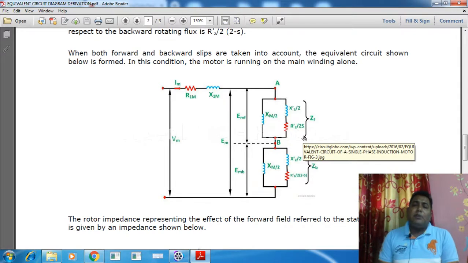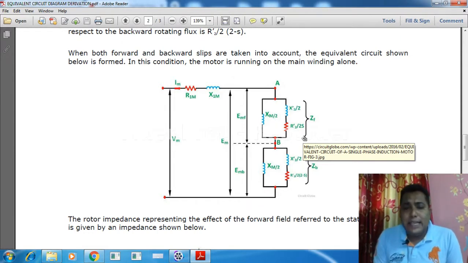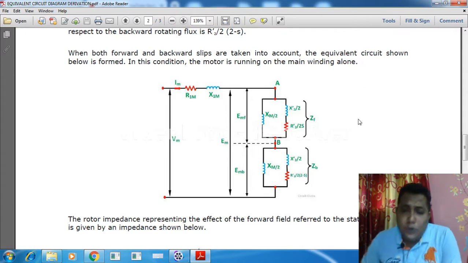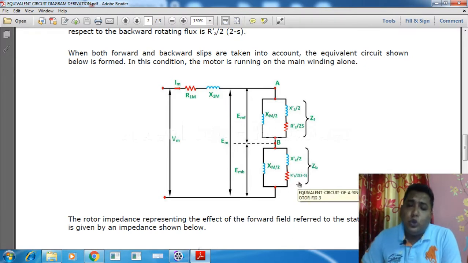So what are the slip components we have included in the forward path? Instead of R2 bar by 2, we have written R2 bar by 2s, because the rotor resistance depends upon the slip. So when it is at the running condition, we have to consider this one, correct? At the same time, when we are considering the backward path, the backward path has slip of 2 minus s, so we have to include that over there. Follow my pointer, this is the R2 bar by 2 into 2 minus s.